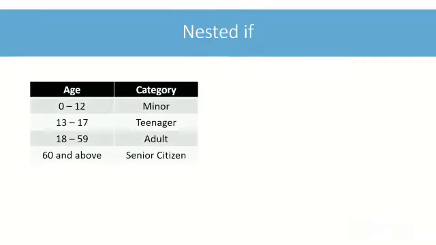In our nested if-else example program, we will ask the user to enter his or her age. Our program should tell the user if he is an adult or not. If the user is not an adult, our program should tell the user if he is a minor or teenager. If the user is an adult, our program should tell the user if he is a senior citizen. The age categories are defined in this table.